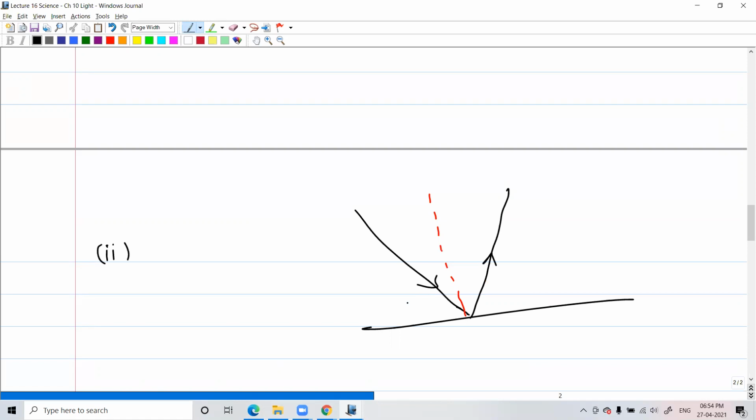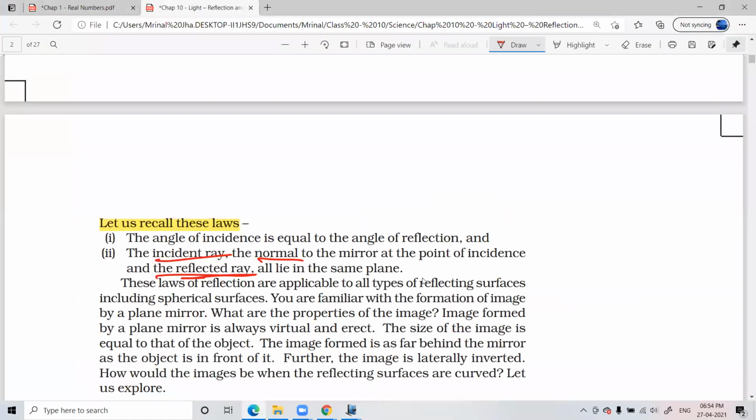What are they saying about these three things, these three lines? All lie in the same plane. Now, how many of you understand what it means to lie in the same plane?